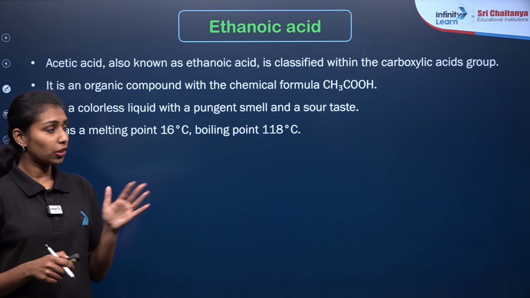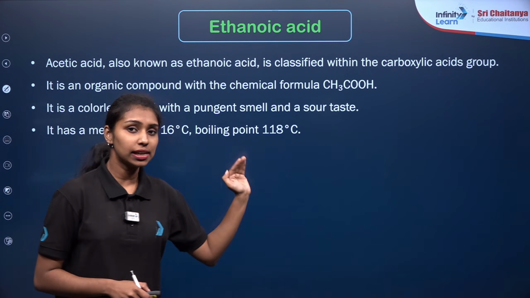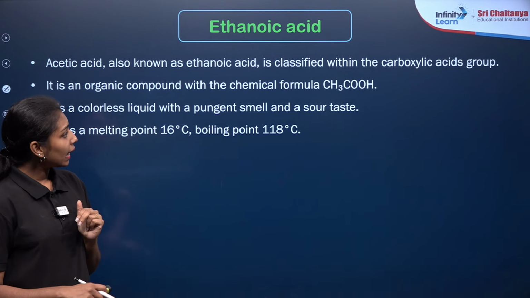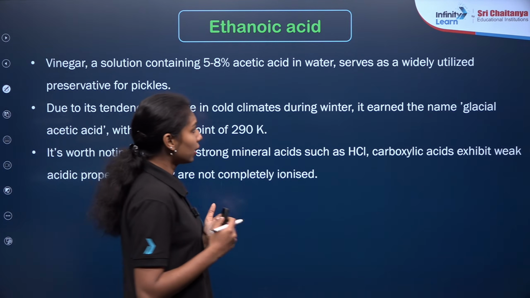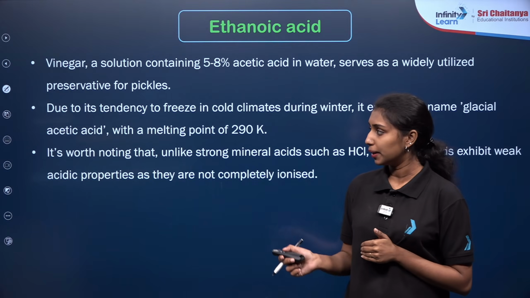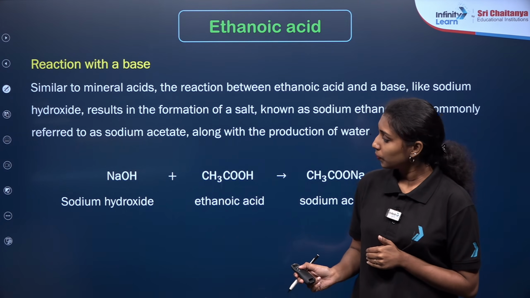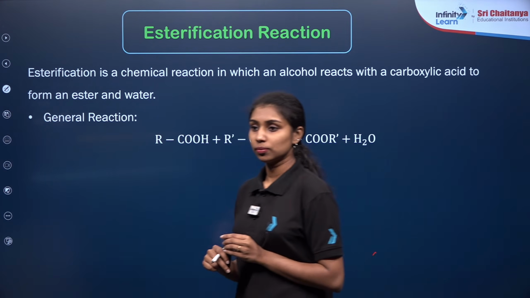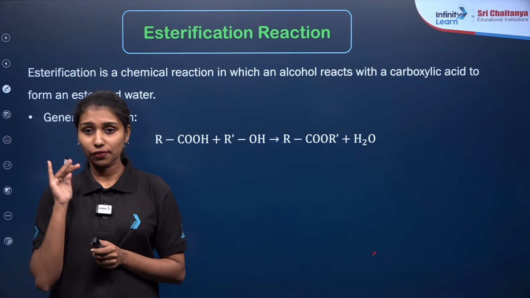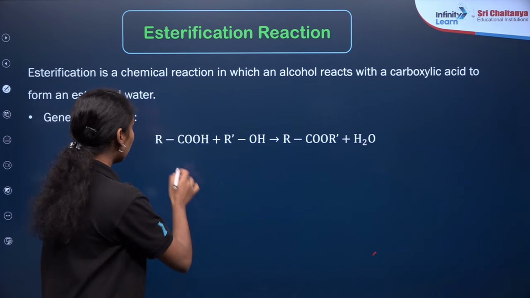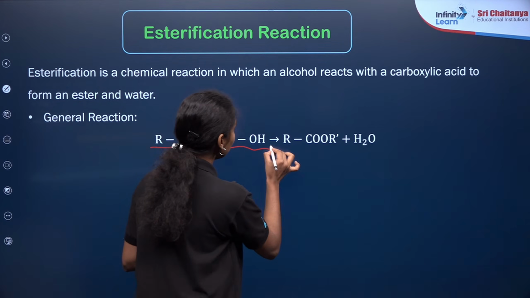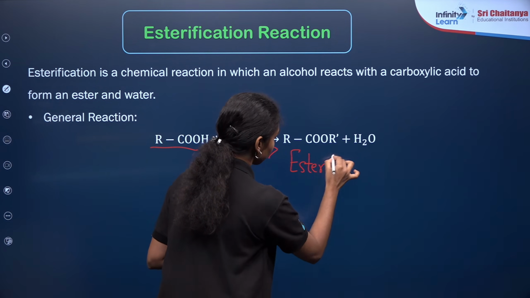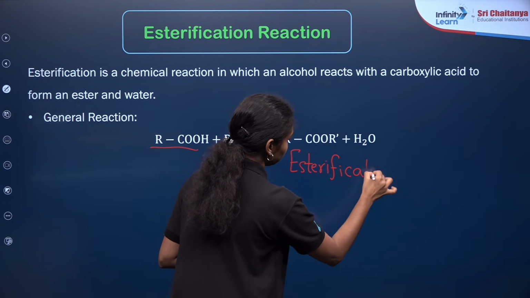The last compound is ethanoic acid. Again, this is a carboxylic acid containing group, the COOH group, which is containing 2 carbon atoms. Again, some examples are given for the reactions of carboxylic acid. The last part is the esterification part, in which alcohol as well as acids are combined together to form the ester. This is responsible for the ester formation. That's why this process is known as esterification.